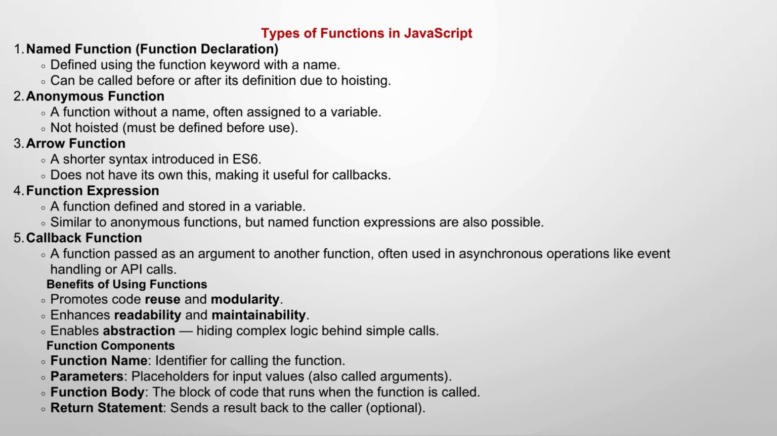Types of functions in JavaScript. 1. Named function, defined using the function keyword with a name. Can be called before or after its definition due to hoisting. 2. Anonymous function, a function without a name, often assigned to a variable, not hoisted. 3. Arrow function, a shorter syntax introduced in ES6, does not have its own this, making it useful for callbacks.